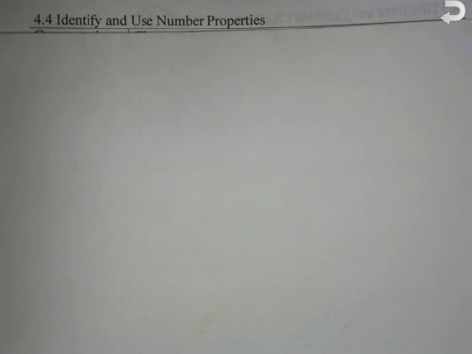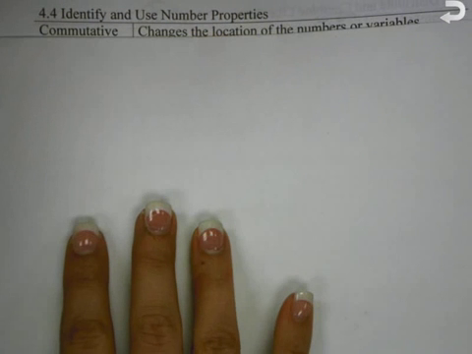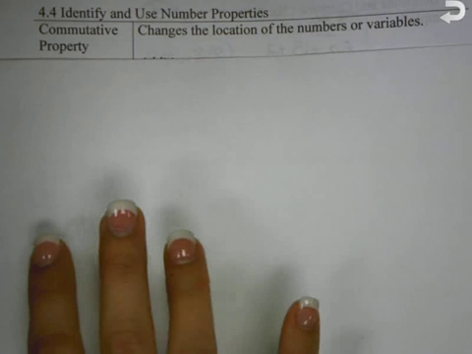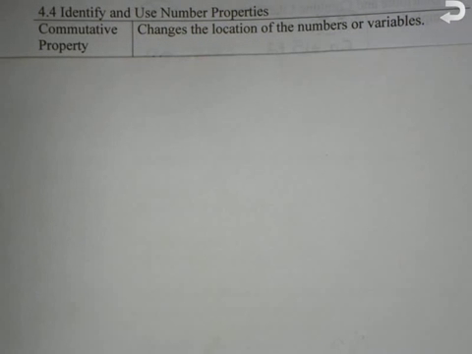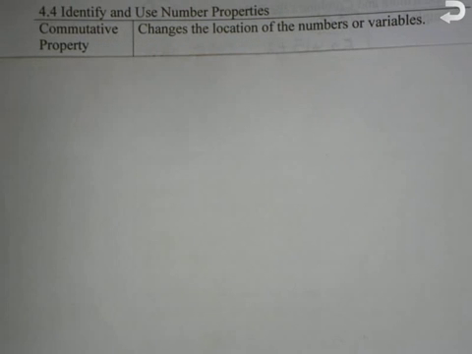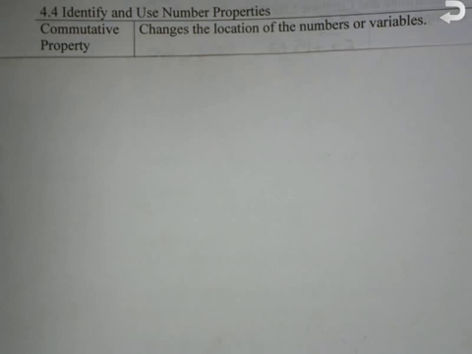So for our first number property, we have the commutative property. Now, can somebody tell me what the word commute means? Like, I commute every day to work. What does that mean, Brittany? Exactly. It means I'm driving myself from home to work every day, right? So I'm commuting to work. I'm moving myself from home to work.